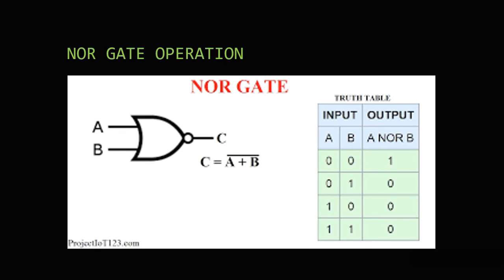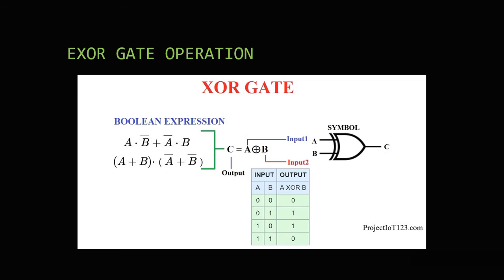The next important gate is the NOR gate. A NOR gate is also an inverter, of an OR gate. It inverts the OR gate result at the output. So you can see from the NOR gate operation that when both inputs are low, we get a high output, otherwise we get a low output.